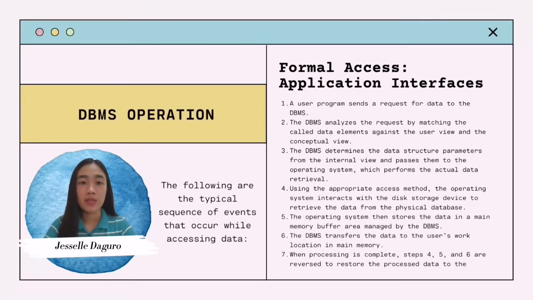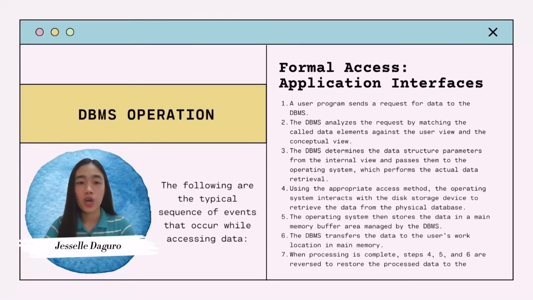Third, the database management system determines the data structure parameters from the internal view and passes them to the operating system, which performs the actual data retrieval. The data structure parameters describe the organization and access method for retrieving the requested data. Fourth, using the appropriate access method, the operating system interacts with the disk storage device to retrieve the data from the physical database. The appropriate access method refers to an operating system utility program.